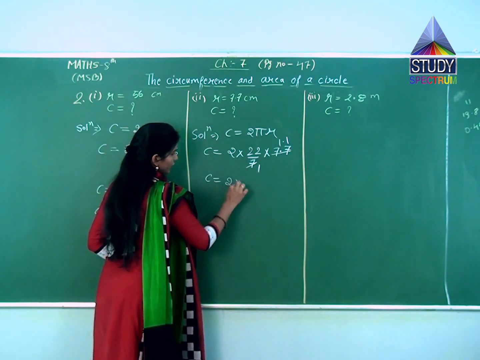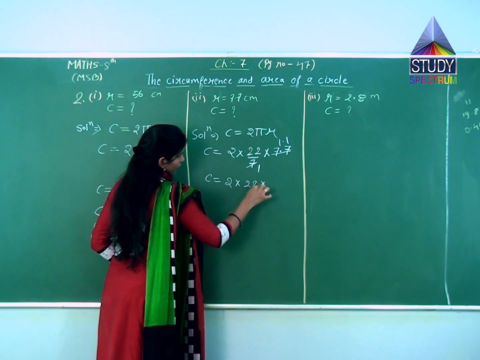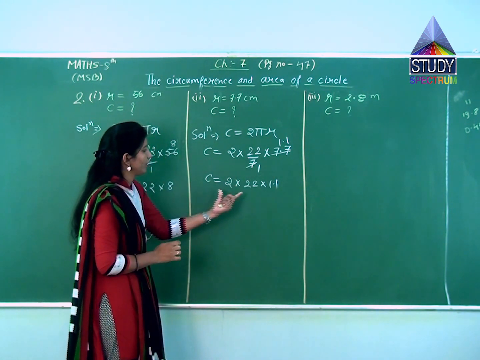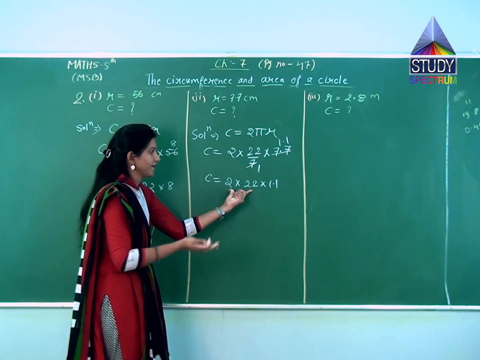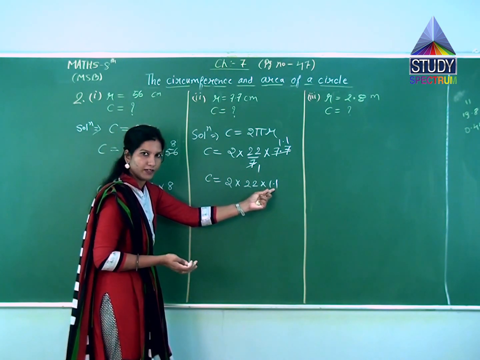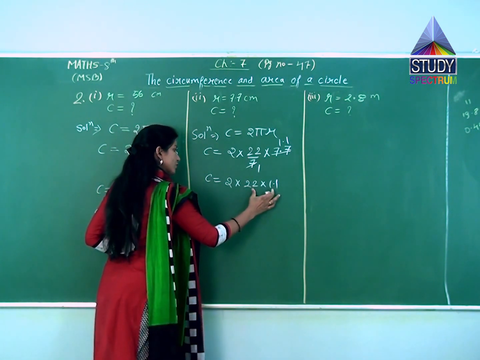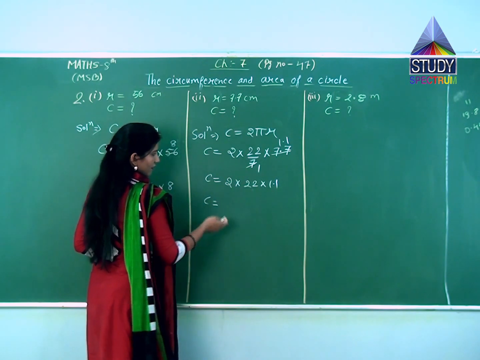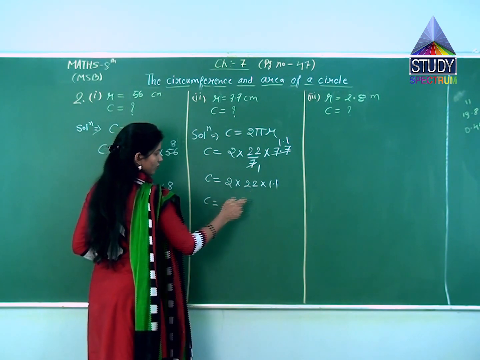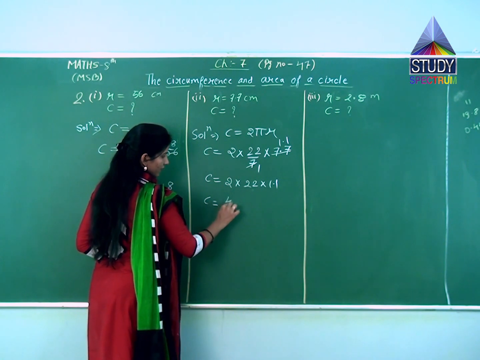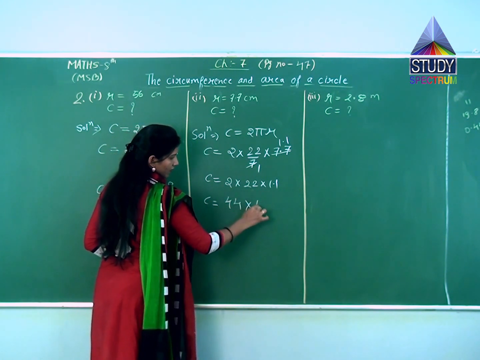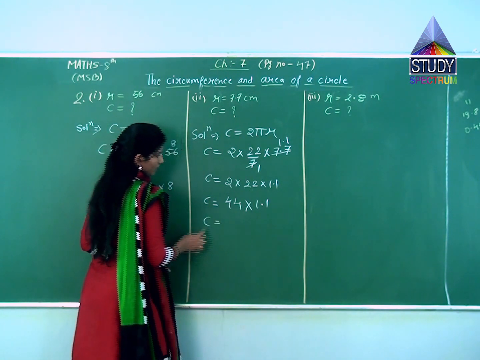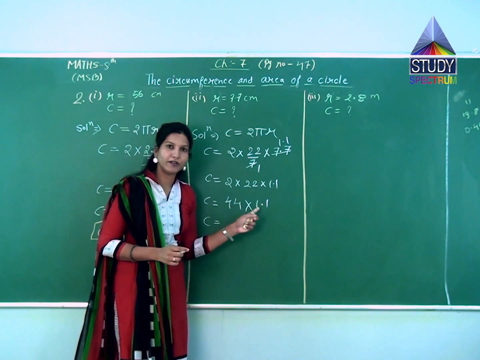Now we have 2 into 22 into 1.1. Now if you want to multiply these two, you can, and then the answer will be multiplied by 1.1. And if you want to multiply these two, the answer will be multiplied by 2. You can do both things. We will simply multiply these two. 2, 22. 22 2s are 44 into 1.1. Now I have to multiply 44 and 1.1.